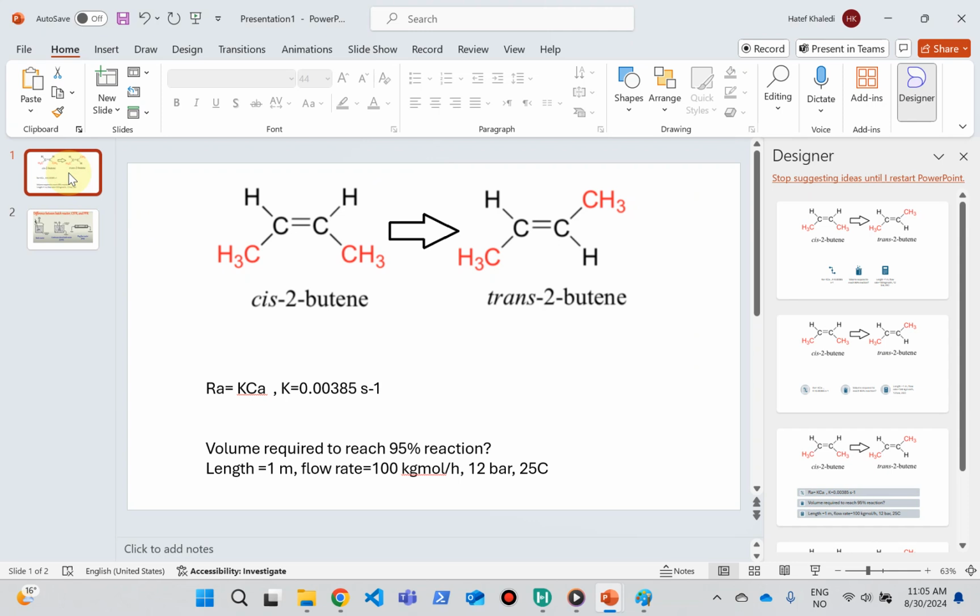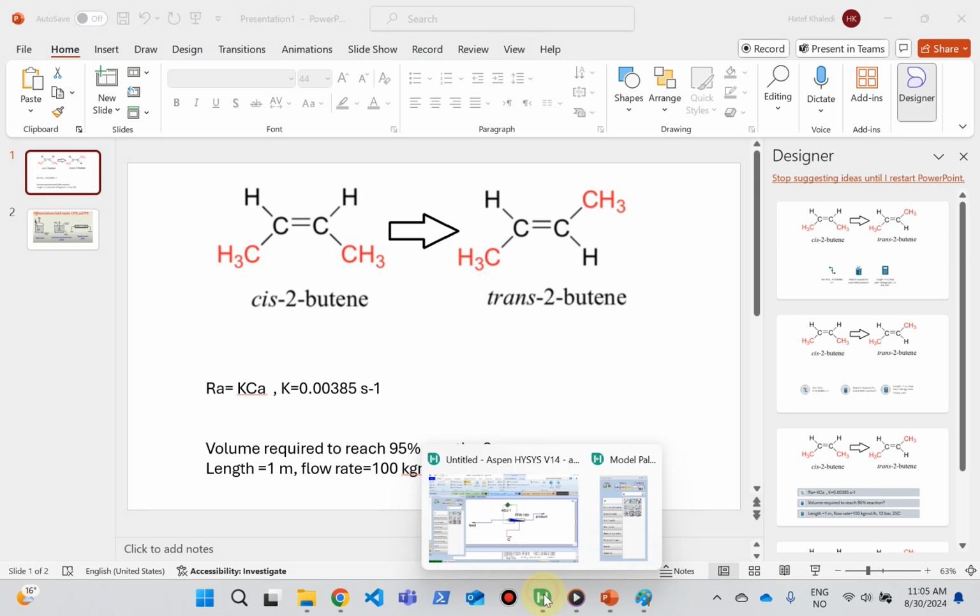On the left side we have cis-2-butene, which is going to be reacted into trans-2-butene, and you can see the formulation, the K at the bottom, the rate of the reaction. And the problem that we are going to solve is, what volume do we really require to reach 95% reaction in the plug flow? The problem specification is the plug flow reactor is 1 meter, the flow rate is 100 kilogram mole per hour, and the input pressure is 12 bar at 25 degrees centigrade.